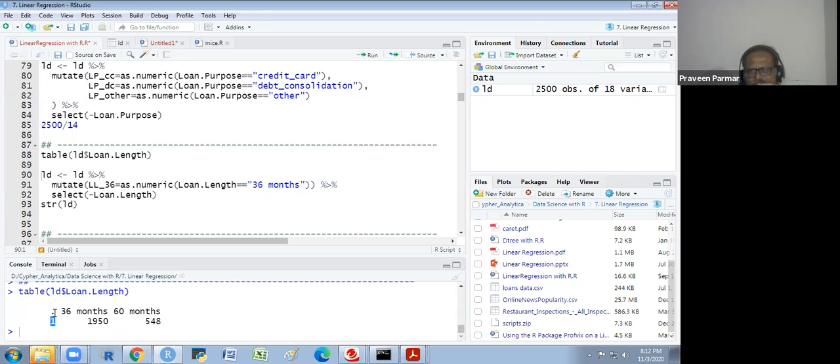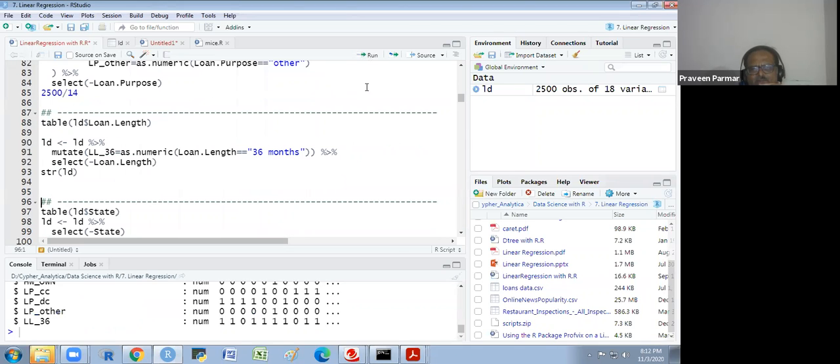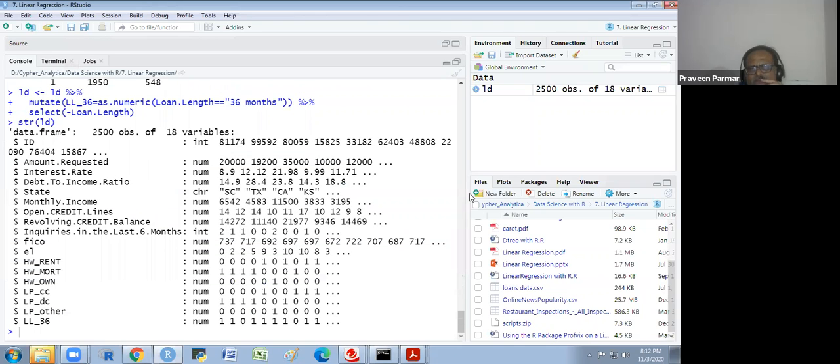Got it? So we mutate LL underscore 36, loan length underscore 36, as dot numeric loan length equal to 36 months, and select loan length; we are removing that one. And if you see the structure again, so we have this much. Yes, sir. Now this column remains.